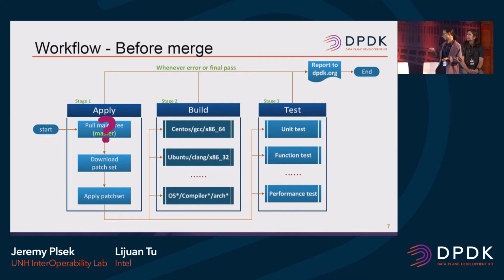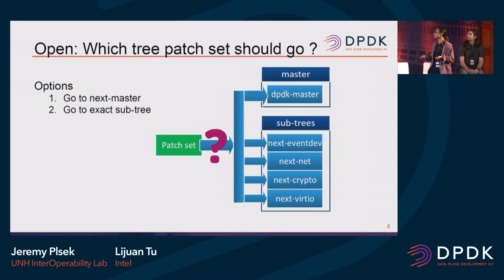And this is the reference we have mentioned: the tree, subtree, and the weight tree. Here I give examples of the trees of the DPDK repository. We have the DPDK master tree and the subtrees. As examples, we may have the next-virtio tree, dev, and maybe next-net, next-crypto, and next-eventdev.